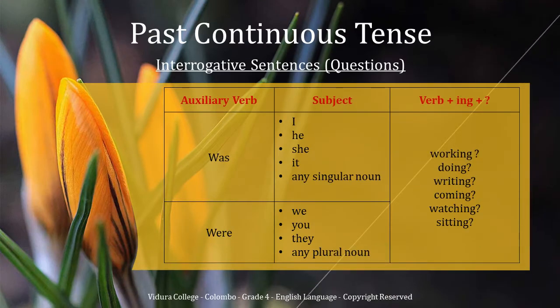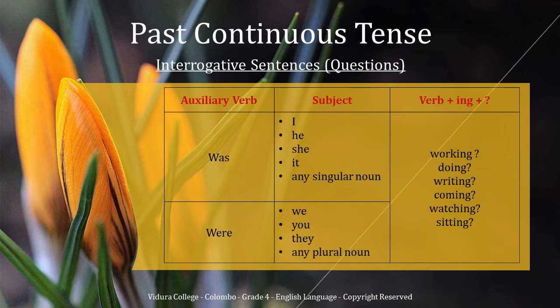My dear children, when you make questions in past continuous tense, we have to follow the pattern shown below. Here I have given you a table with 3 columns. In the first column, I have mentioned the helping verb. In the second column, I have mentioned the subject. In the last column, I have mentioned the verb. Verb should be in ing form. When we are making questions, we have to use the helping verb before the subject.